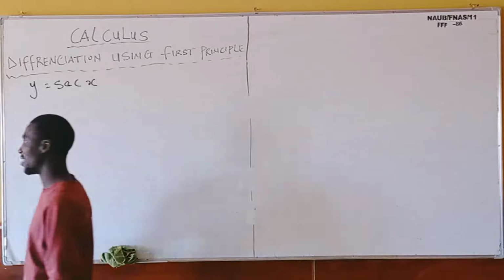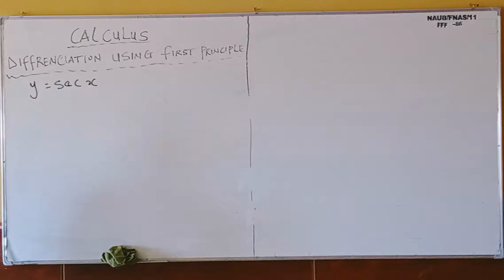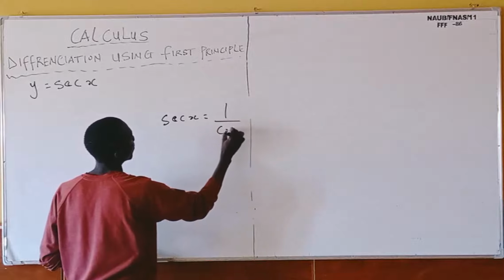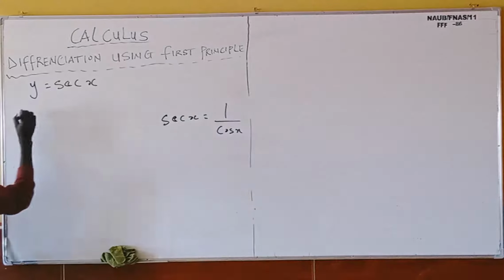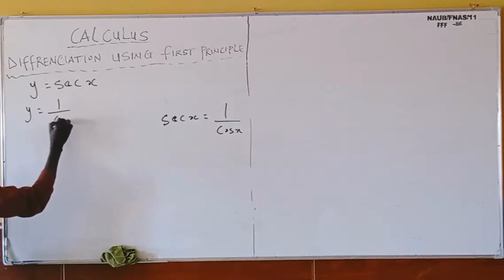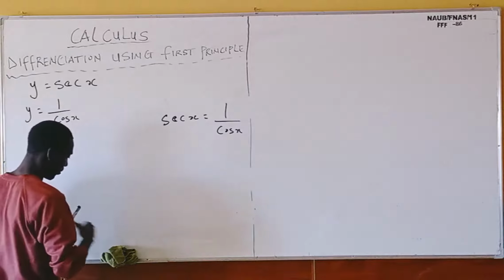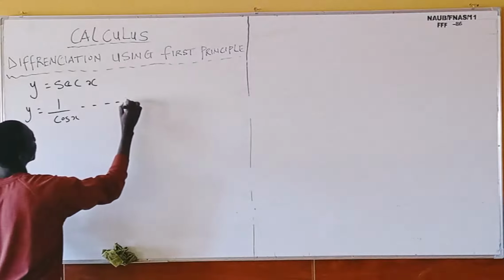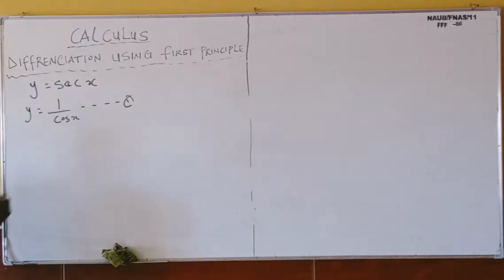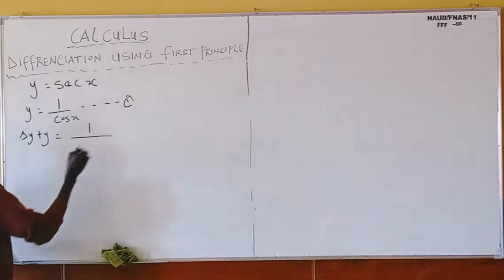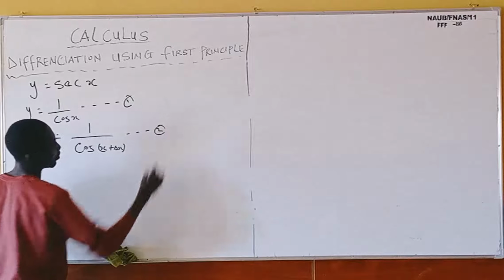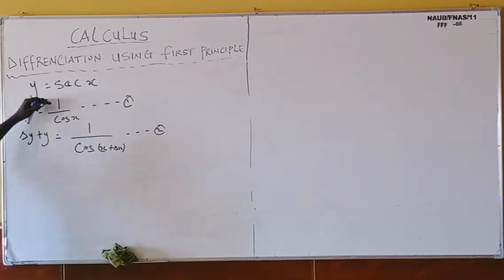Here we're dealing with y = sec s. From sec s = 1 over cos s, I can say y = 1 over cos s. I'll make this my equation 1. Then the next step is you add change in y to y: change in y plus y equals 1 over cos of (s plus change in s), which will be my equation 2. Then you subtract equation 2 from equation 1.